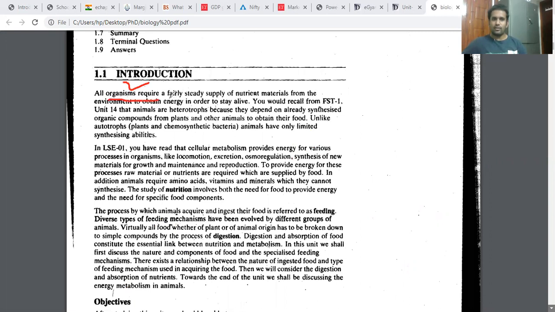All organisms require a fairly steady supply of nutrients. Very common thing. All organisms, whether you, me, plants, animals, all of us require what? Fairly steady supply. Supply means it has to be continuous. Food intake should be there. You cannot have today and skip tomorrow, again have the day after tomorrow. This should not be there. We need a continuous supply of nutrient materials from the environment.